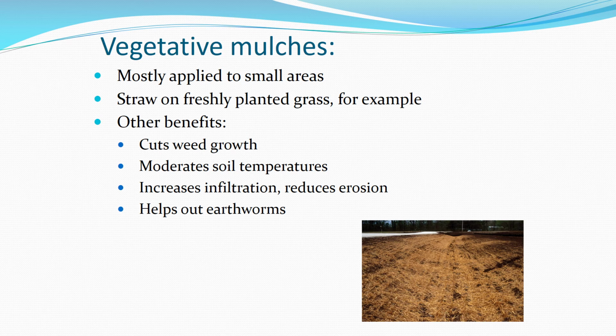Vegetative mulches are mostly applied to small areas, like straw on freshly planted grass, for example, and have many benefits. They cut weed growth, they moderate soil temperatures, they increase infiltration and reduce erosion, and they help out earthworms by providing them with food.